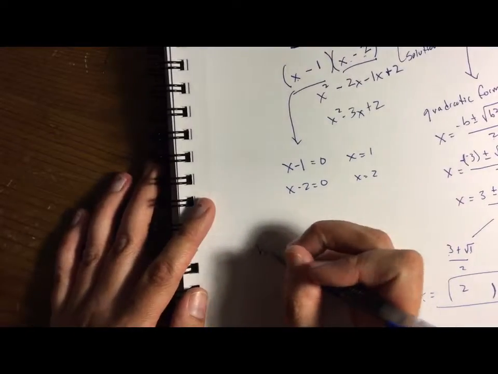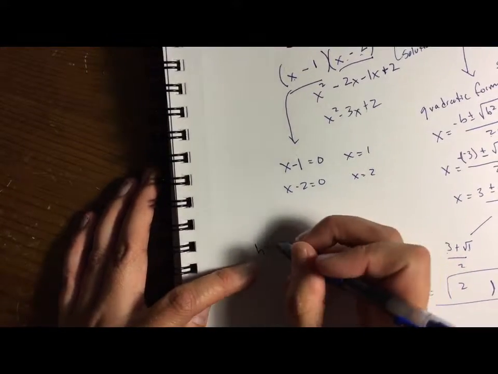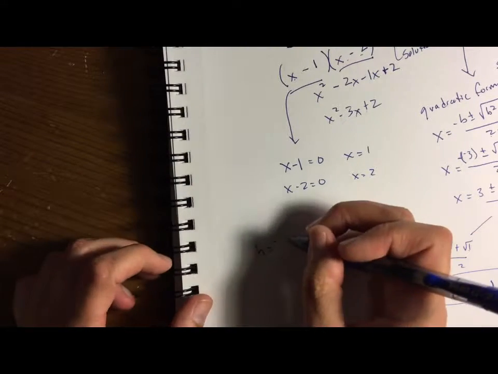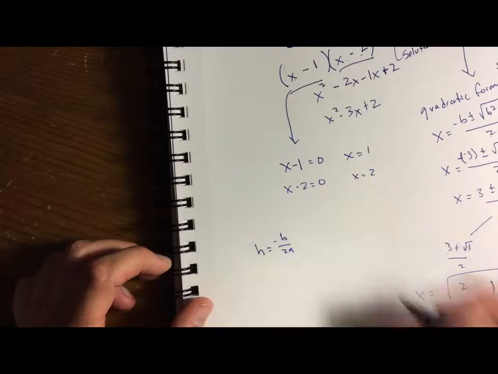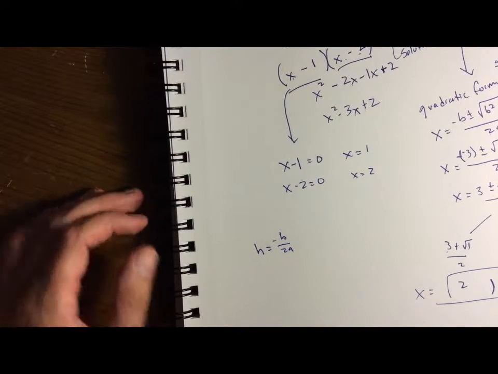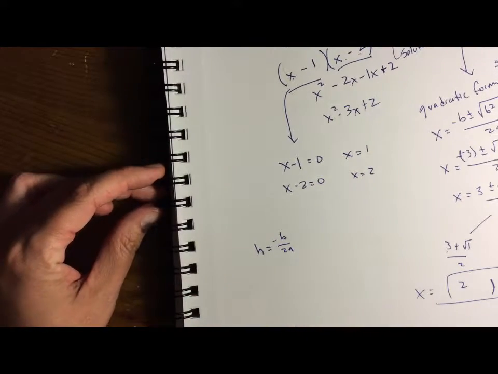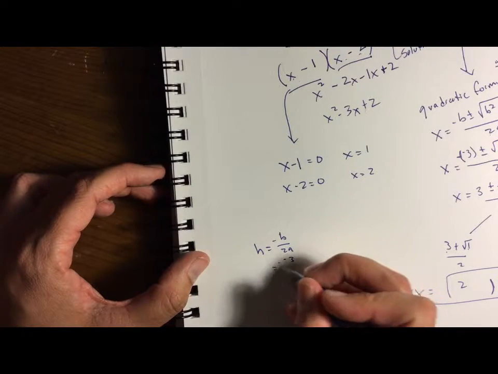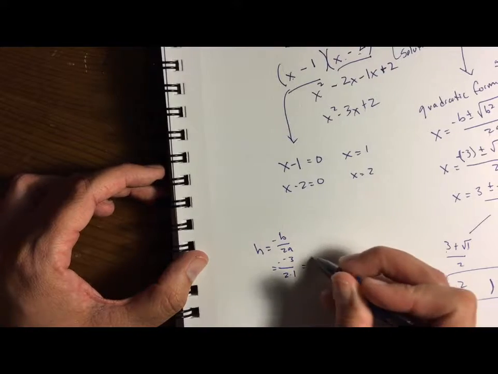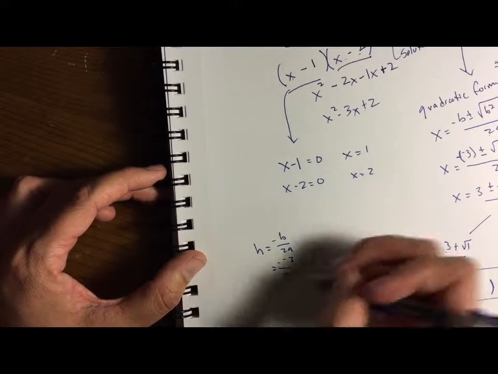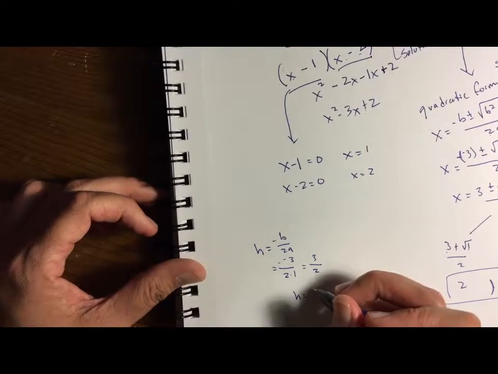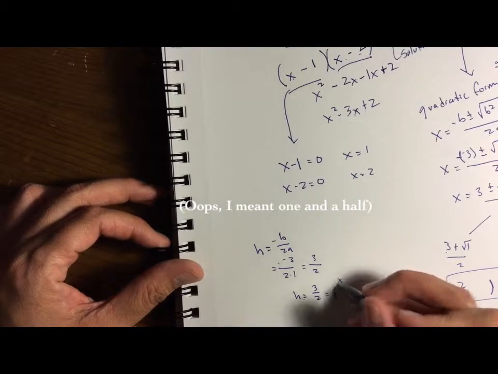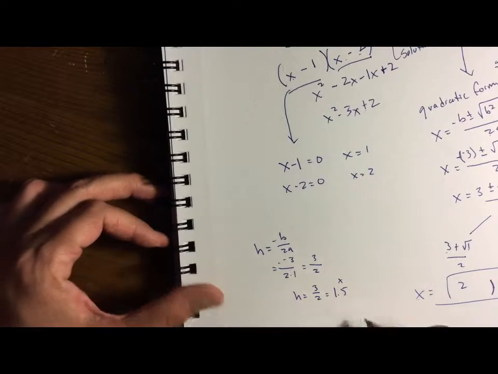So we get h, and the formula for h is negative b over 2a. It's kind of like part of the quadratic formula, just not including everything underneath the square root. So negative b over 2a for ours was negative negative 3 over 2 times 1, so 3 over 2. So h is 3 over 2, or 1.5. So that's going to be the x coordinate for the vertex. Cool. So now where's the y coordinate?